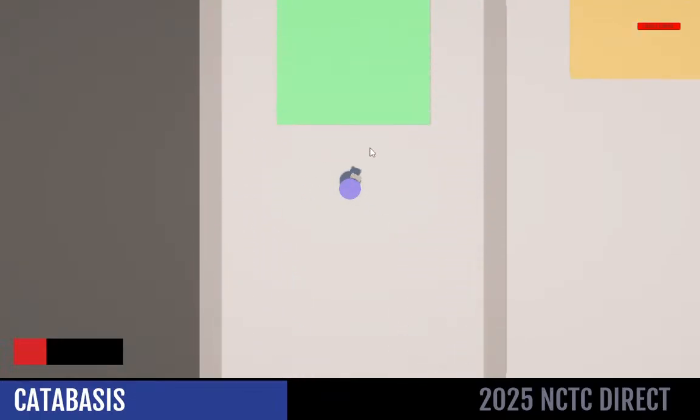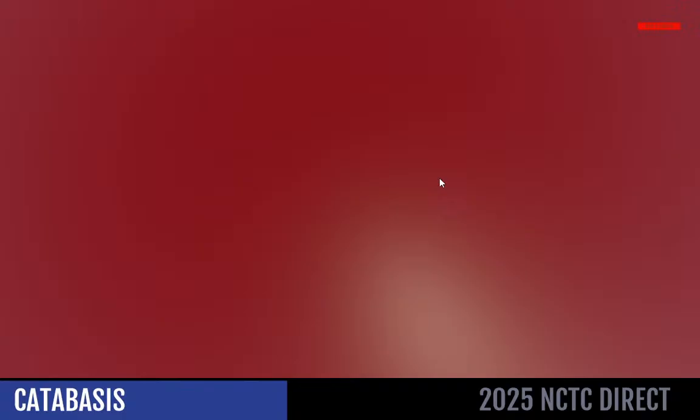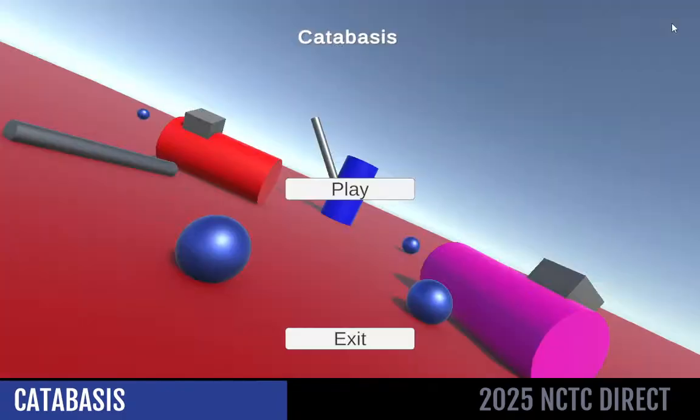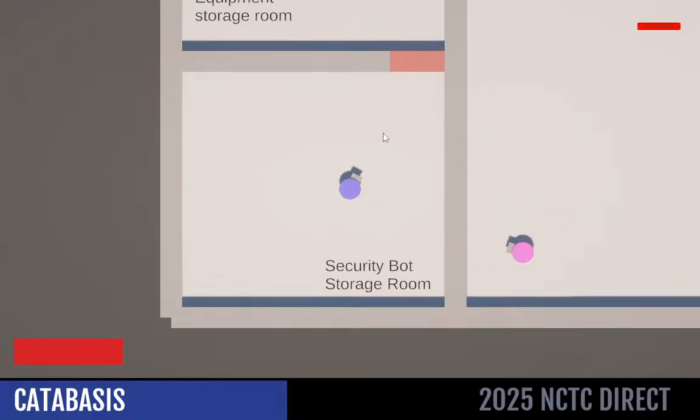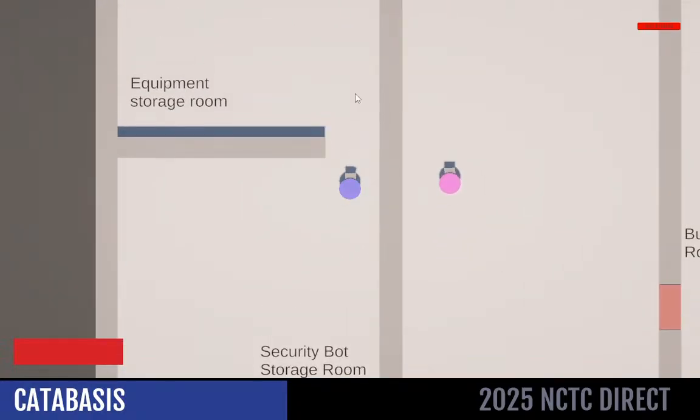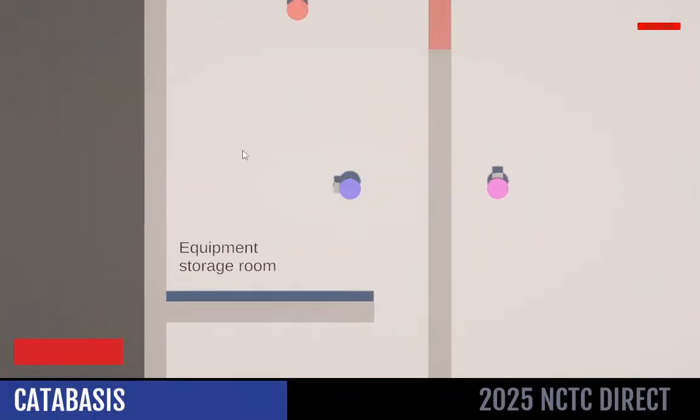Get rid of him. And we made it to the end of the level. And right here's the return button. Go back to the level. So, some questions. What inspired you to make the game like this?